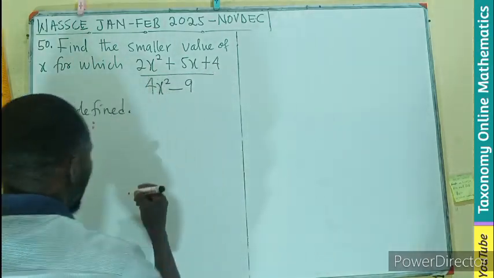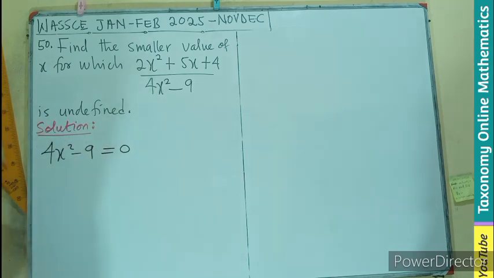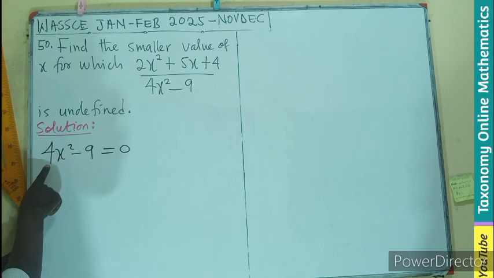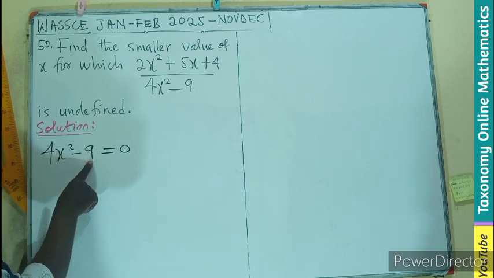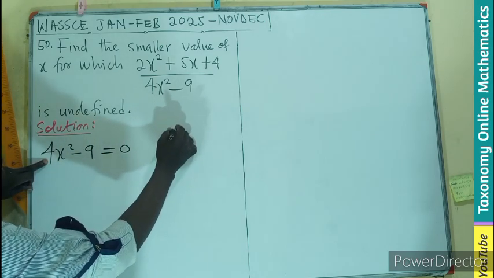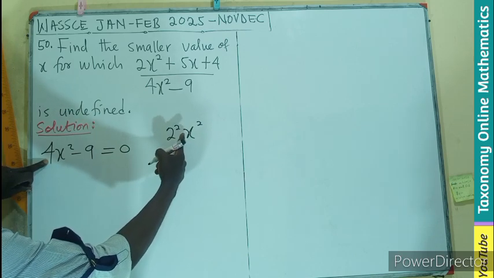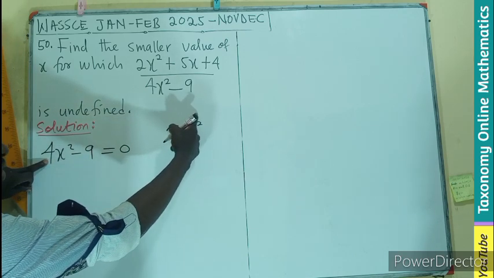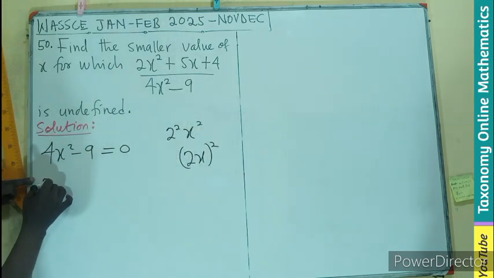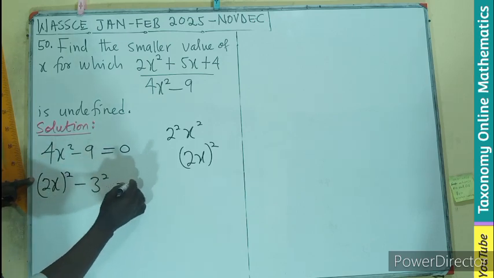So the first thing to do is to set your 4x squared minus 9 equals 0. In doing this, we are to solve it as an equation, but we can see that 4 is a perfect square and 9 is also a perfect square. So I can rewrite this as 2 exponent 2 times x exponent 2, per the laws of indices. Since I have these two numbers multiplying with the same power, it becomes (2x) all raised to the power 2. So this is (2x) to the power 2 minus 3 exponent 2 equals 0.